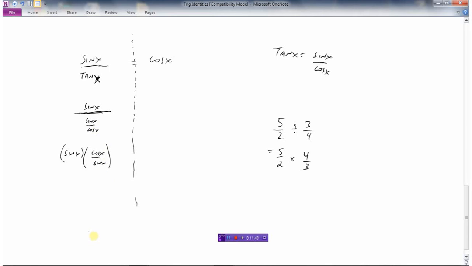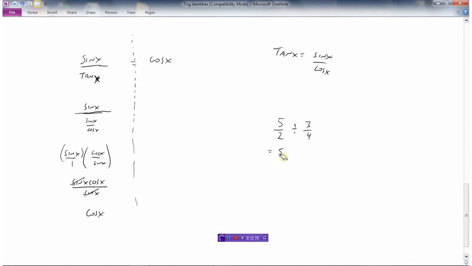which is this. And then sine x is like sine x over 1. So up top in the numerator, I'd have sine x times cosine x divided by 1 times sine x, which is sine x. And hey, sine x divided by sine x is 1. So I just have cosine x. And now the left side is equivalent to the right side.